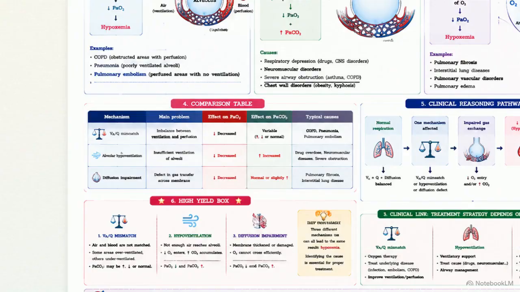We use this comparison table to differentiate these mechanisms by looking at PaCO2. In diffusion impairment, PaCO2 remains normal because carbon dioxide escapes easily through thickened membranes. In hypoventilation, however, PaCO2 is always elevated because lungs aren't moving enough volume.